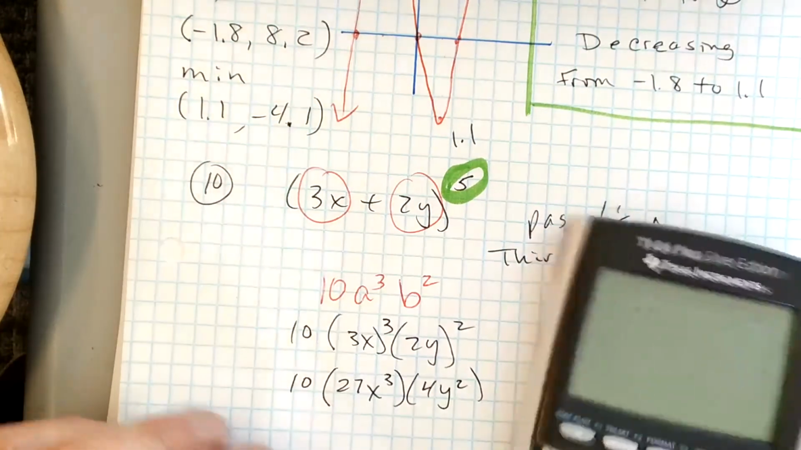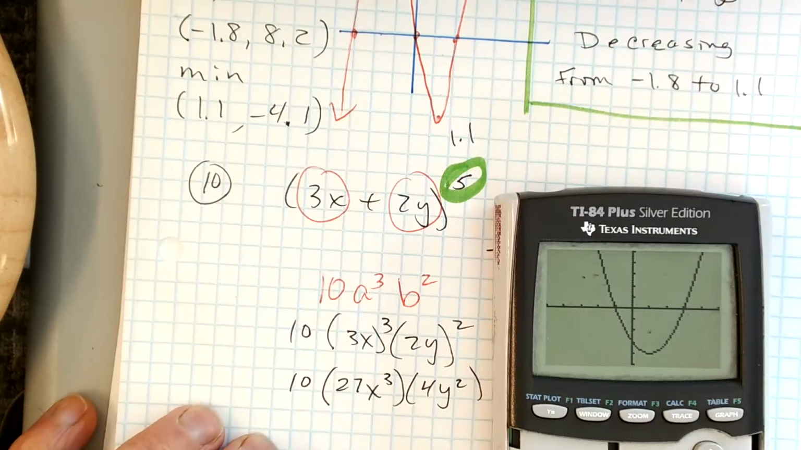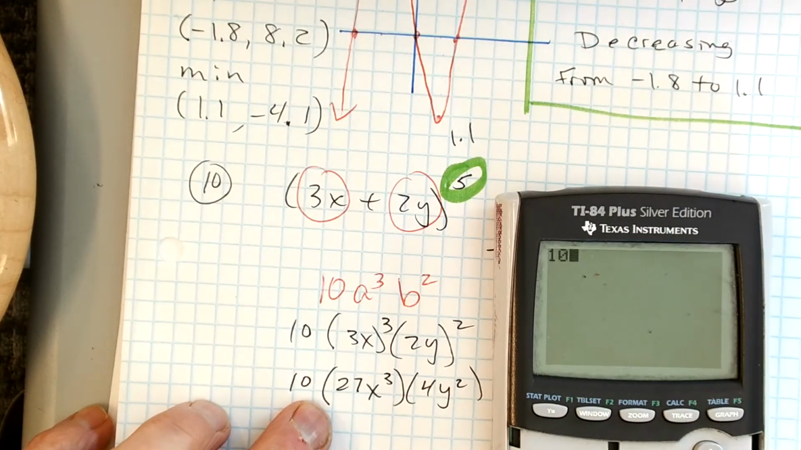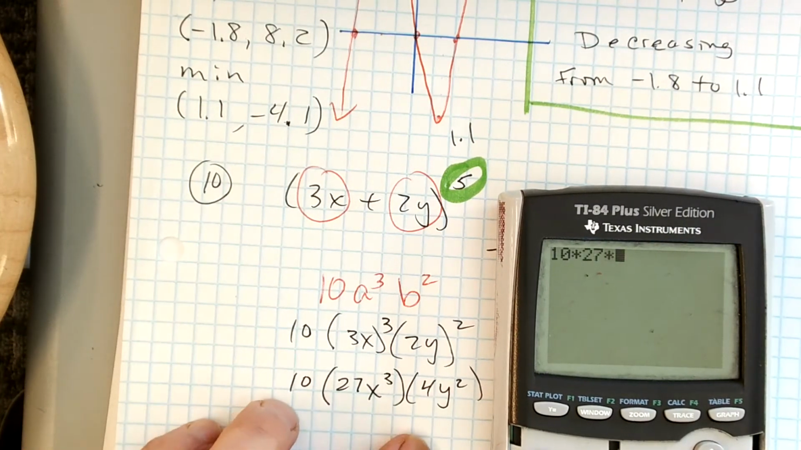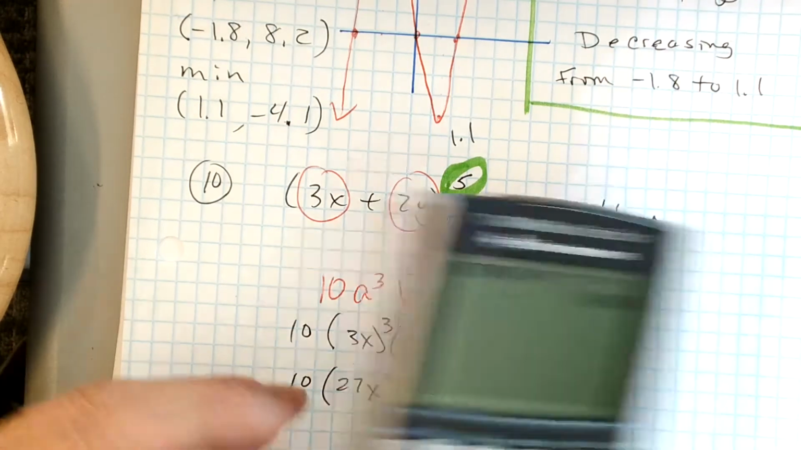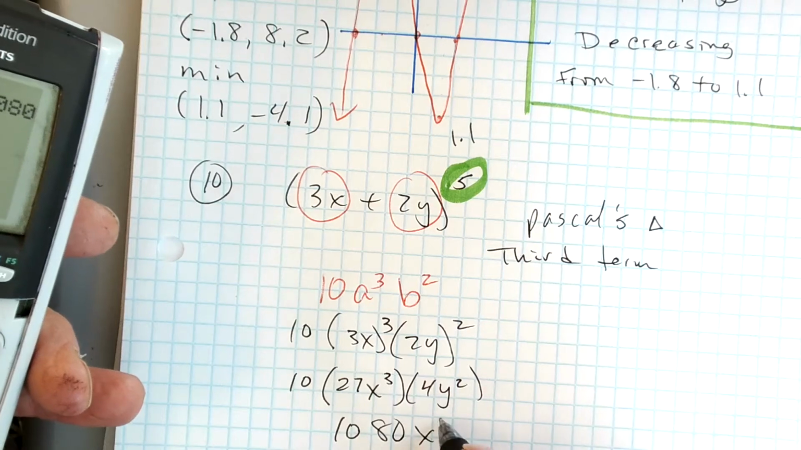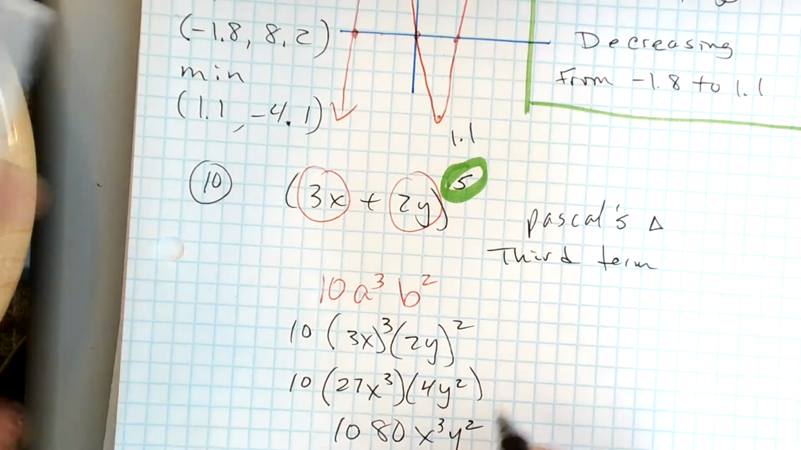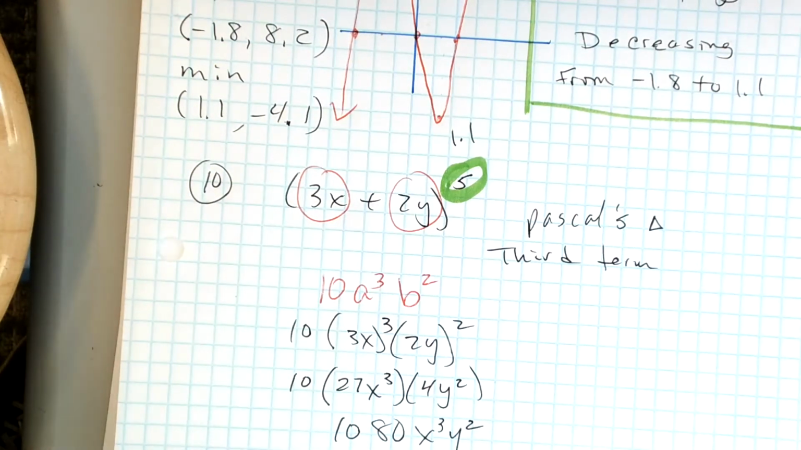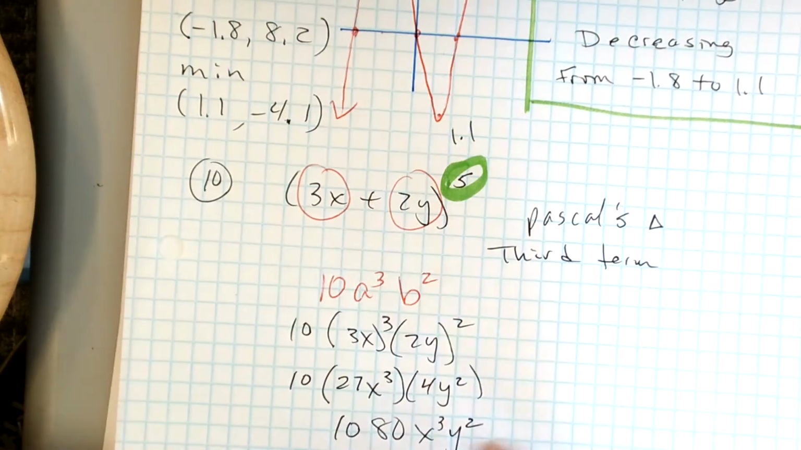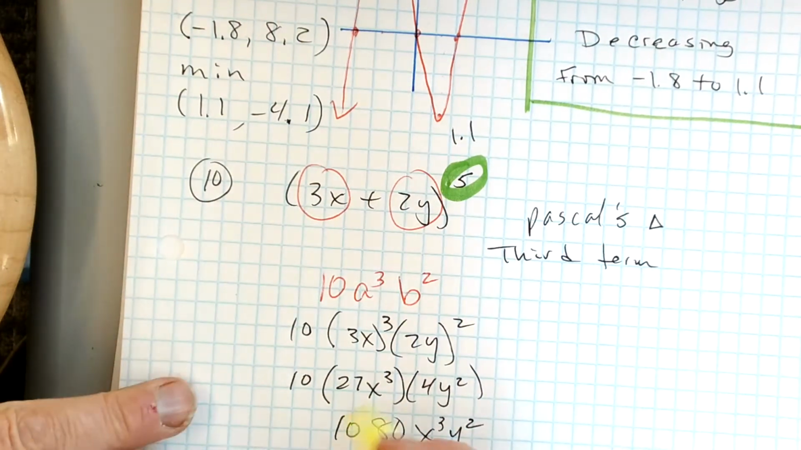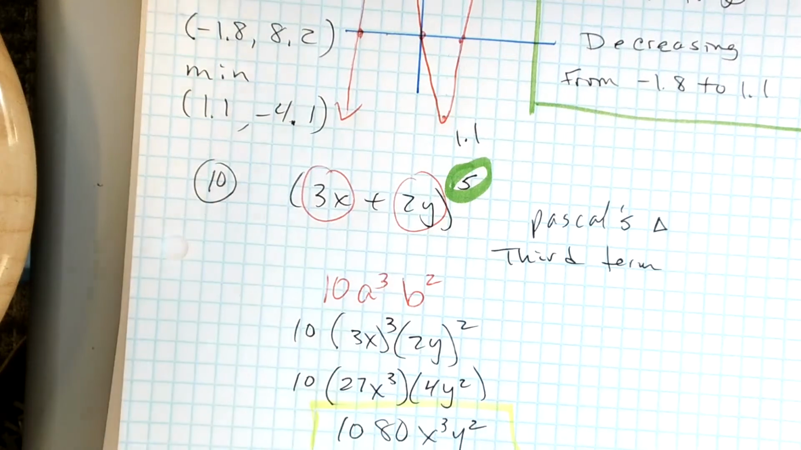And then what is 10 times 27 times 4? I get 1080 x cubed y squared. That would be the 3rd term. So if you were to have all these terms all lined up, this would be the 3rd one, and that's the one we want. Okay? All right. Moving on. Just about done. All right. Number 11.